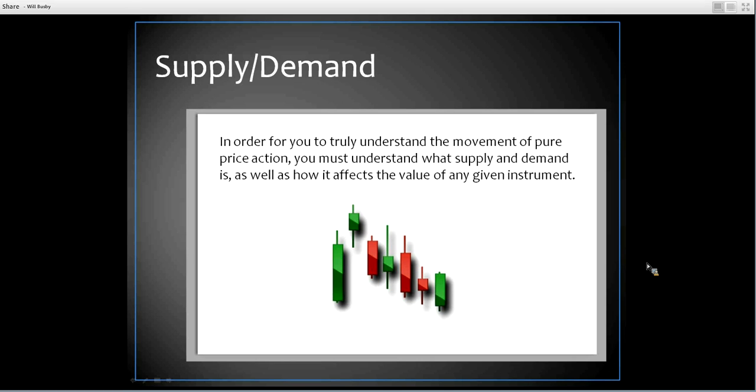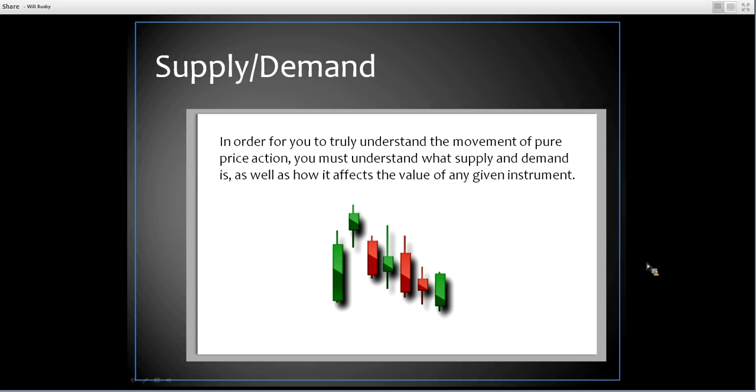How does it affect the value of any given instrument, whether you're trading forex, futures, equities, options? I have people ask me all the time, can you use supply and demand in options? The answer is absolutely. That's the only way that I would trade options. We'll get into that a little bit later, not so much trading options, but how supply and demand is relevant.